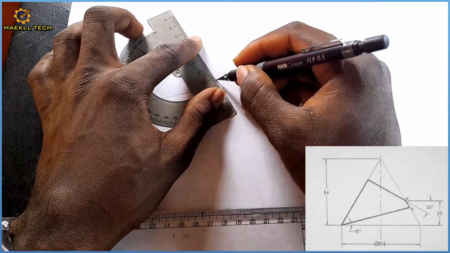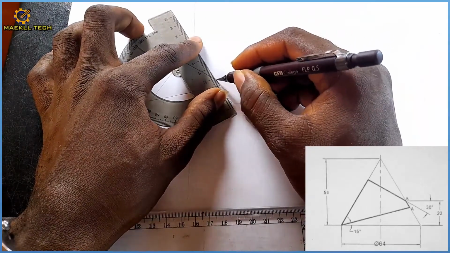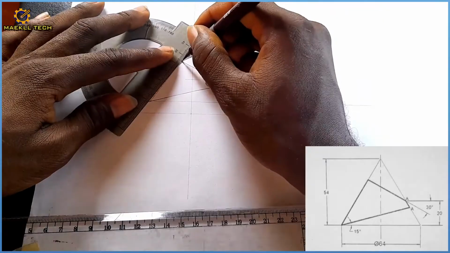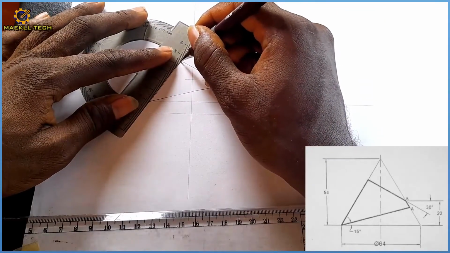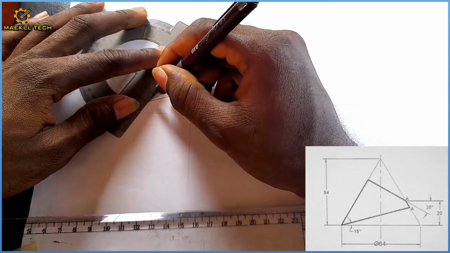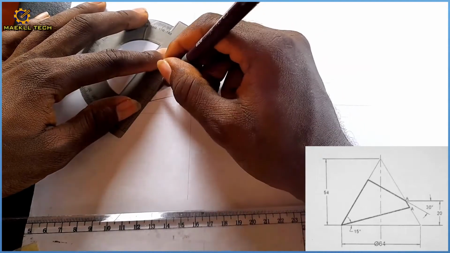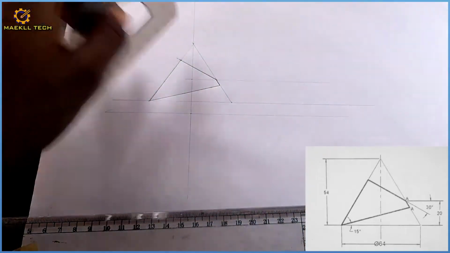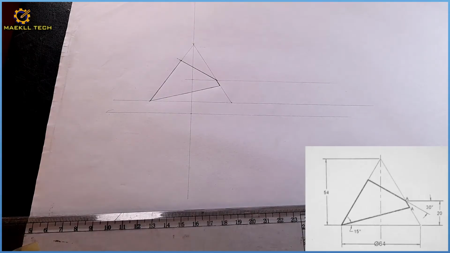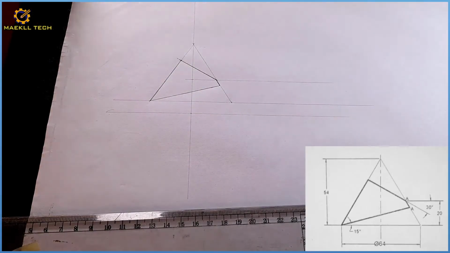Then I'm going to close this area like this. Then I'm going to close this also like this. So that is the elevation itself. I have the elevation. What's next is to produce the plan.